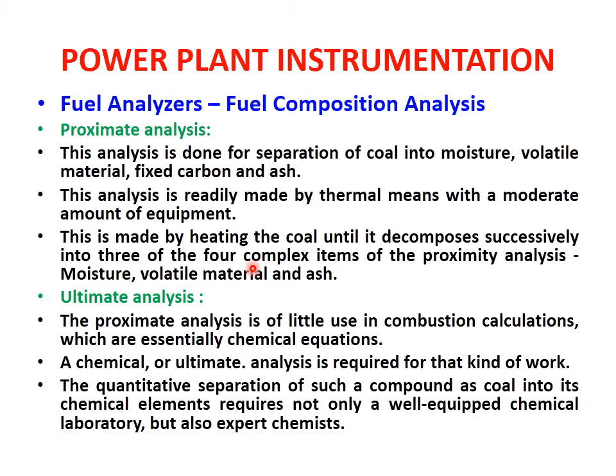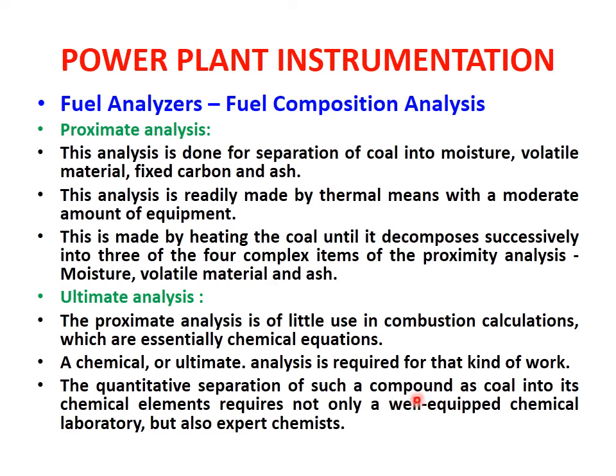So see that when a fuel has a particular combination, this proximate analysis will be helpful for separating these quantities. This analysis is readily made by thermal means and with a moderate amount of equipment. This is made by heating the coal until it decomposes successively into three of the four complex items of proximate analysis. That is, moisture is one complex item, then volatile material and ash. So basically, the conversion of the fuel gas into this type of systems is done in order to maintain the perfect composition of the fuel during combustion.